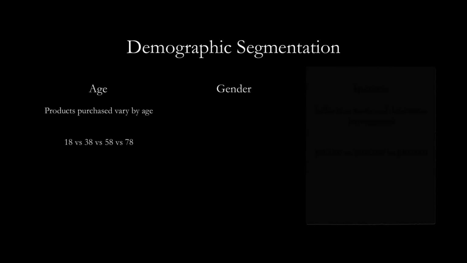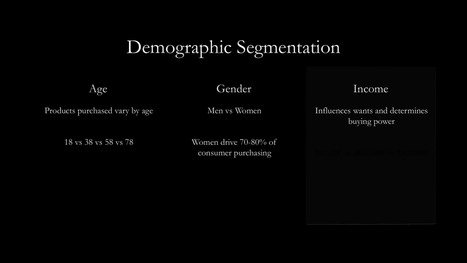Gender. Gender plays an important role in segmentation. Women drive 70 to 80% of consumer purchasing decisions across many product categories. Income. Income levels influence consumers' wants and determine their buying power. Someone earning $30,000 a year has very different purchasing behavior than someone earning $300,000 per year. Ethnic background. Ethnic groups' buying power is increasing and populations are becoming more diverse. Marketers need to understand cultural preferences and values.